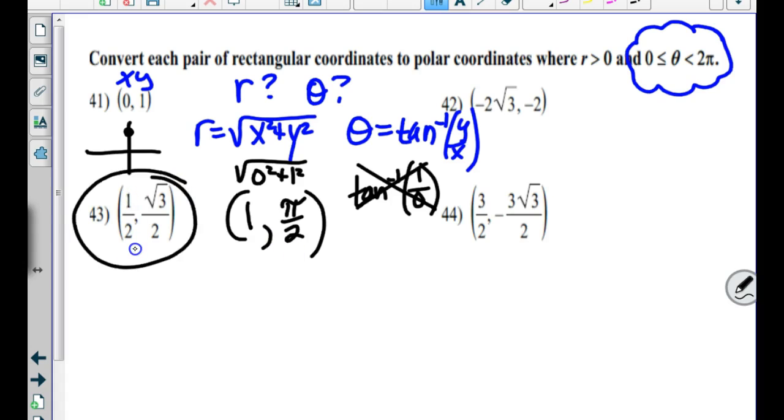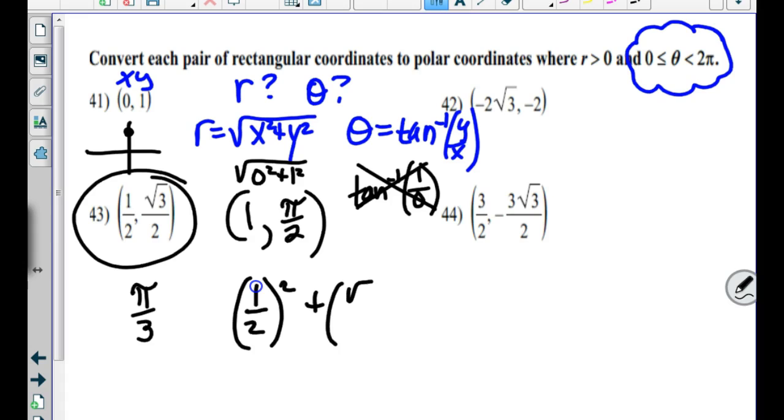on the unit circle. Over 1/2 up square root of 3 over 2 is pi over 3. You'd have a unit circle, okay? And what is the radius? Well, what should the radius be on a unit circle, guys? What should the radius be if it is a unit circle?